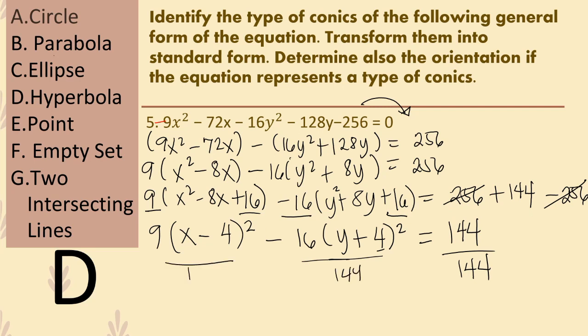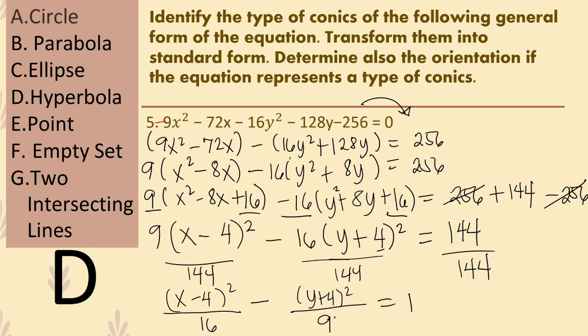144 and 144. So, magiging x minus 4 squared over 16. So, 9 over 144 is 1 over 16. And then, minus y plus 4 squared over 16 over 144 is equal to 1 over 9. Is equal to 1. So, nasa standard form na siya no.